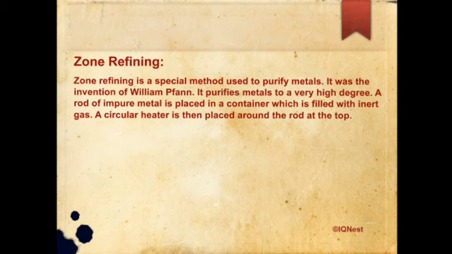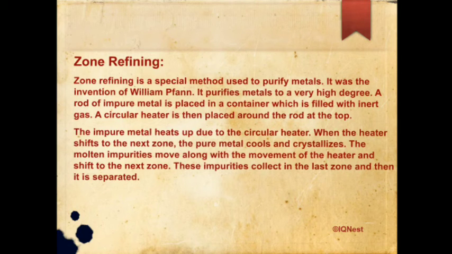A rod of impure metal is placed in a container which is filled with inert gas. A circular heater is then placed around the rod at the top. The impure metal heats up due to the circular heater. When the heater shifts to the next zone, the pure metal cools and crystallizes. The molten impurities move along with the movement of the heater and shift to the next zone. These impurities collect in the last zone and then are separated. So that is the process of zone refining.